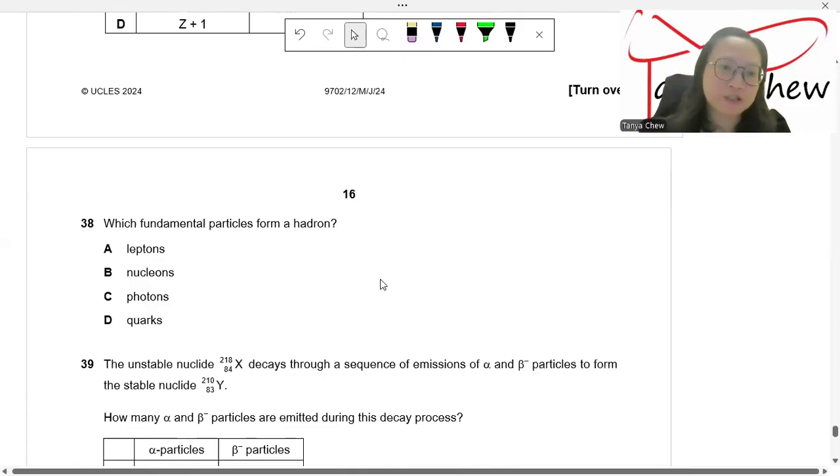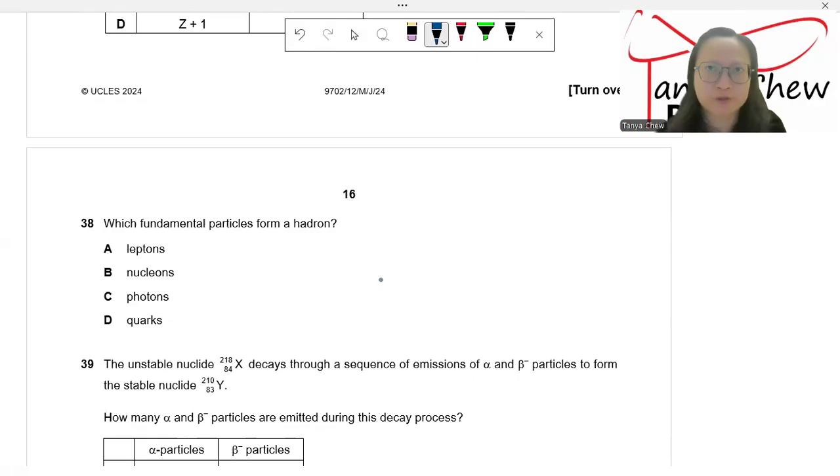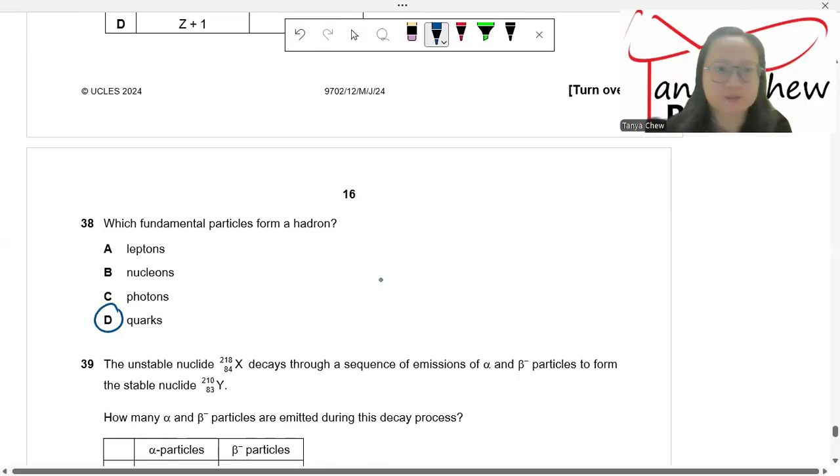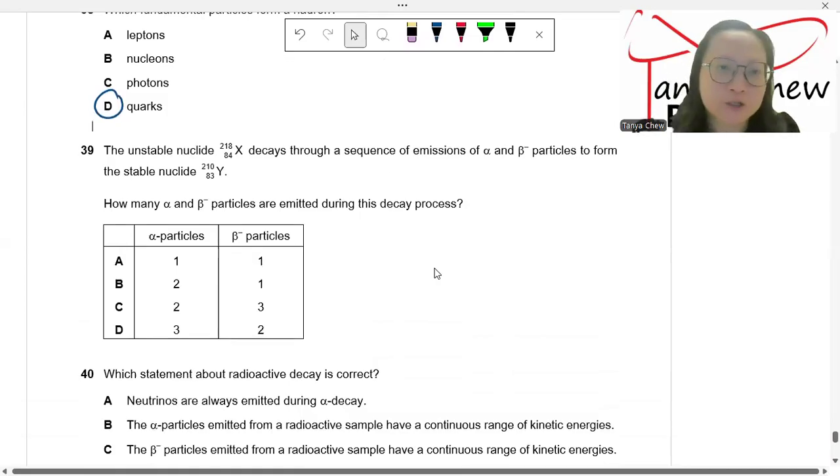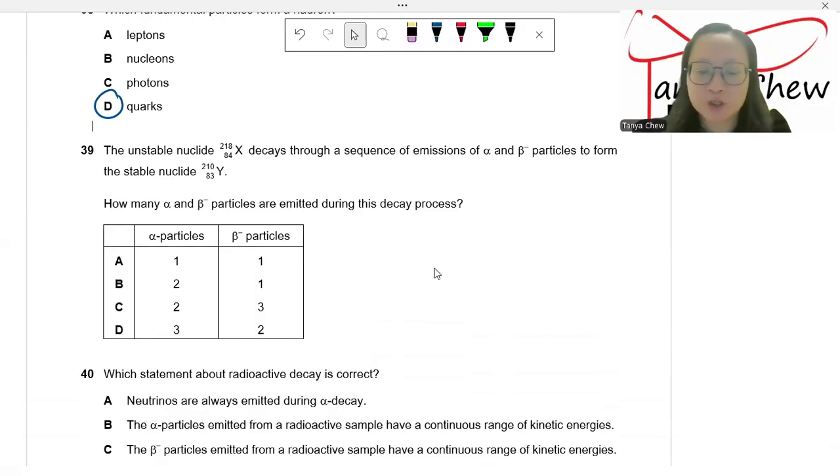Number 38, which fundamental particles form a hadron? Hadrons, proton and neutrons, quarks is the answer. 39. The unstable nuclide 218 84 X decays through a sequence of emission of alpha and beta negative particles to form the stable nuclide 210 83 Y. Right. How many alpha and beta negative particles are emitted during this decay process?